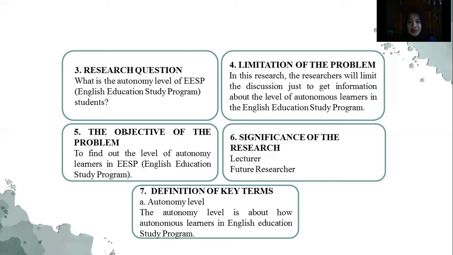The significance of this research is first, lecturer, and second, future researcher. Lecturers can use this research as a guide to know how many autonomous learners there are in English education. It can make it easy for the lecturer to know the best way to teach in English education. And also future researchers. Future researchers can use this research as a guide if they want to make similar research.